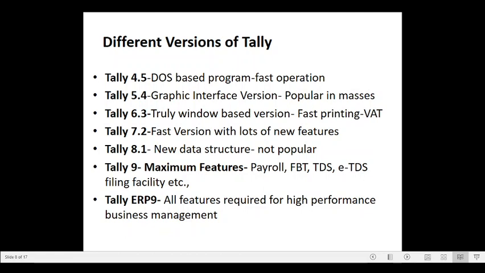The next version was Tally 6.3, which was truly window-based version which could support fast printing and VAT implementation. Tally 6.3 came with a watertight security in terms of piracy. The next version of Tally was 7.2. It was also a fast version with lots of new features like statutory compliant versions. Different VAT rules for different states was achieved with this version.